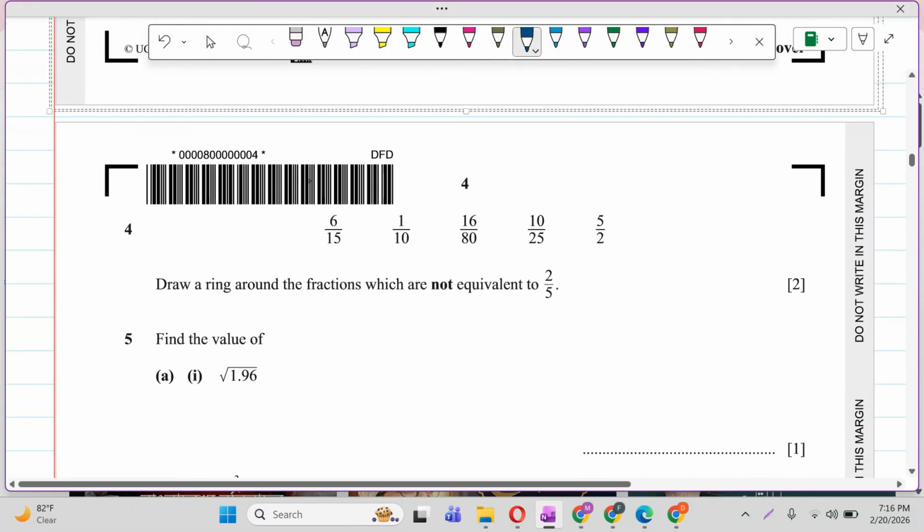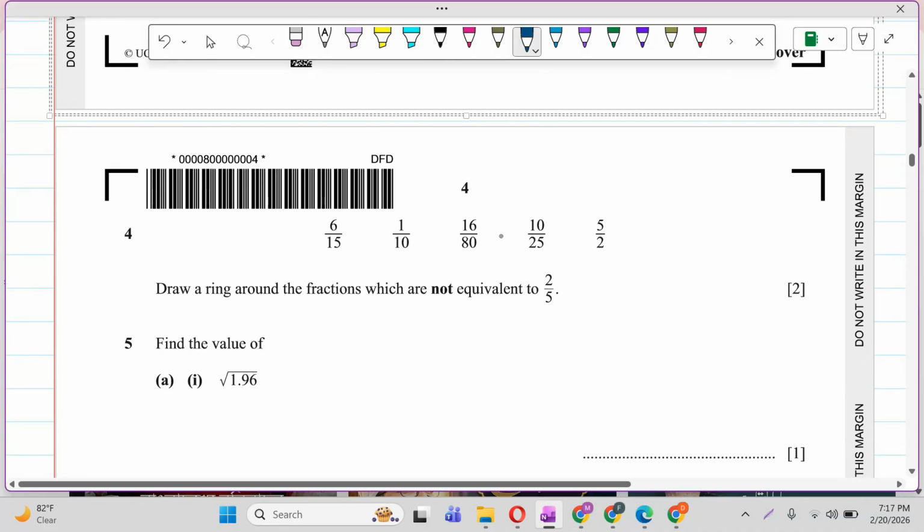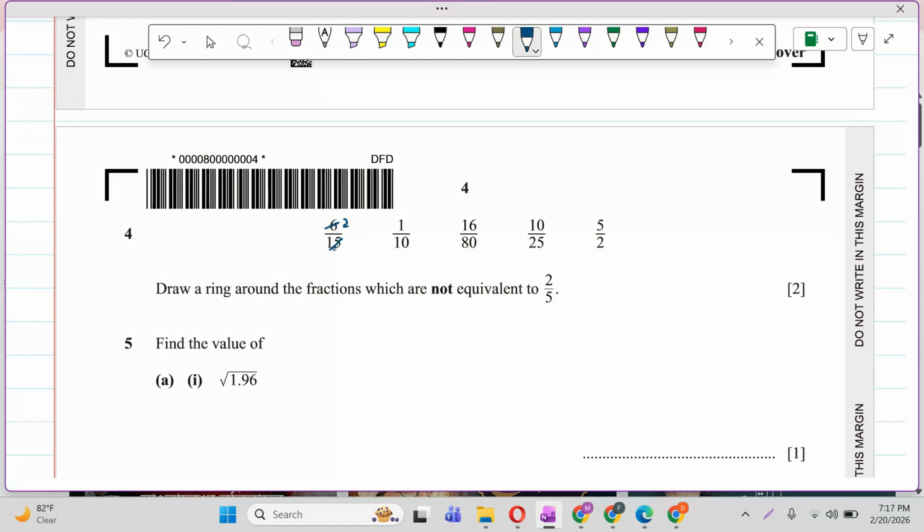Okay, we are going to start question number 4. Draw a ring around the fractions which are not equivalent to 2/5. First, we will simplify the given fractions. First one is 6/15. 3 2s are 6 and 3 5s are 15, so this one is 2/5. 1/10 remains the same. It cannot be simplified.